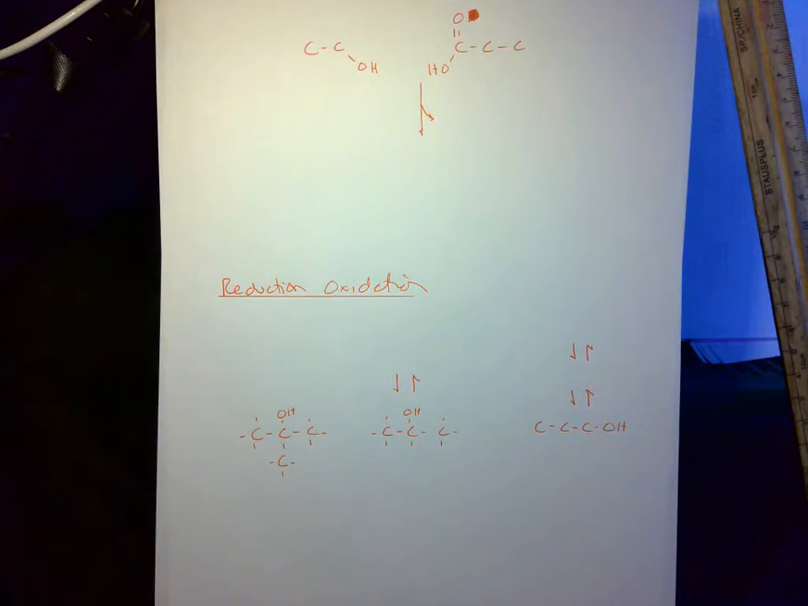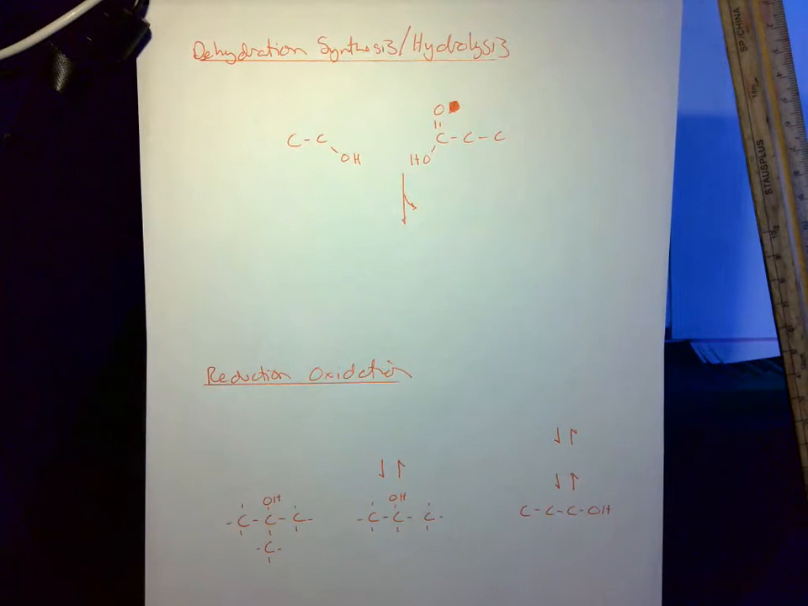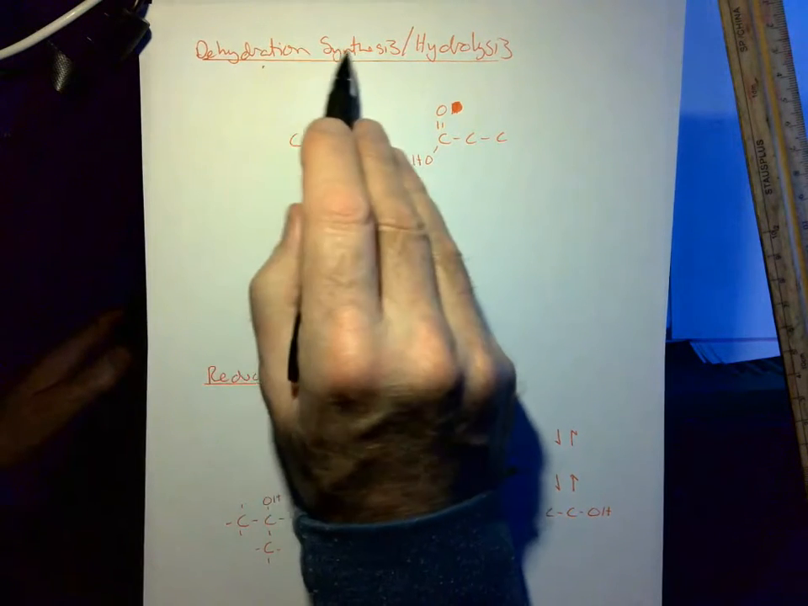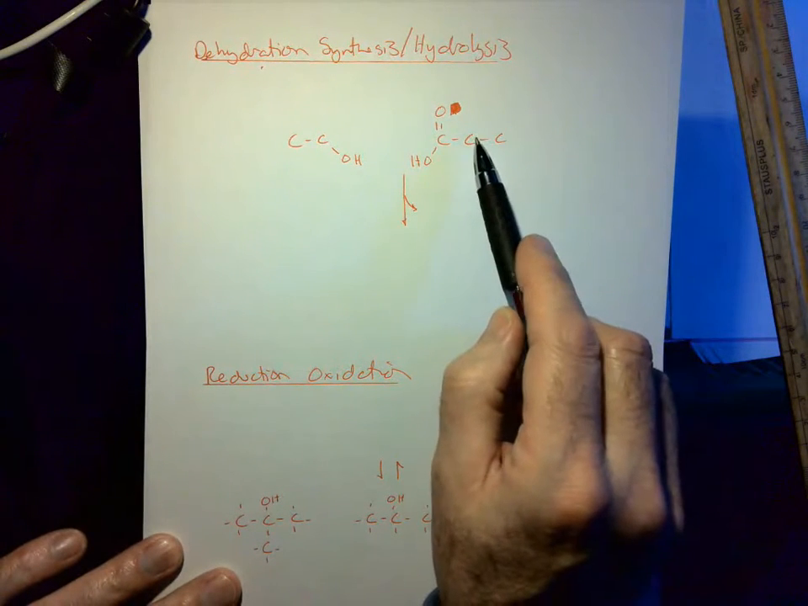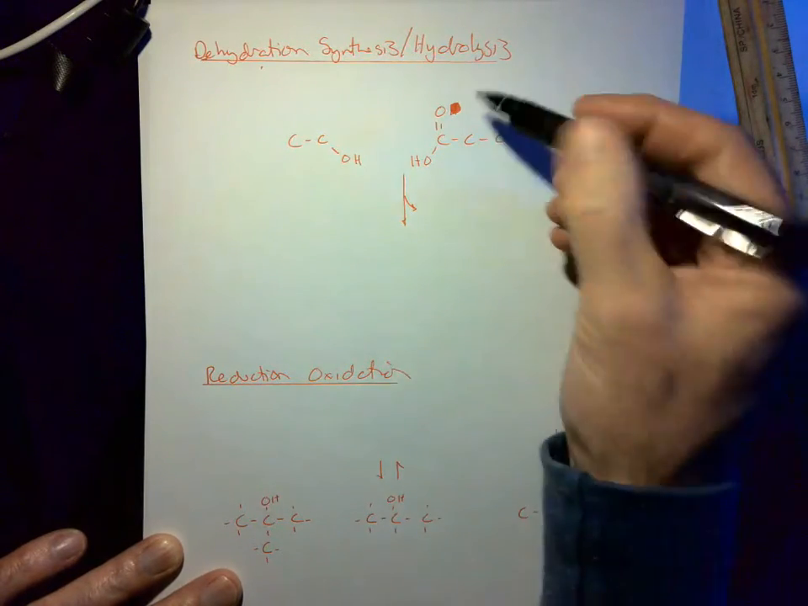Hi folks, there are 5 types of reactions altogether, so I'm going to do the last 2. This one's called a dehydration synthesis, and the reverse is called hydrolysis. Dehydration means to lose water, synthesis means to build. This type of reaction happens between carboxylic acids and alcohols.